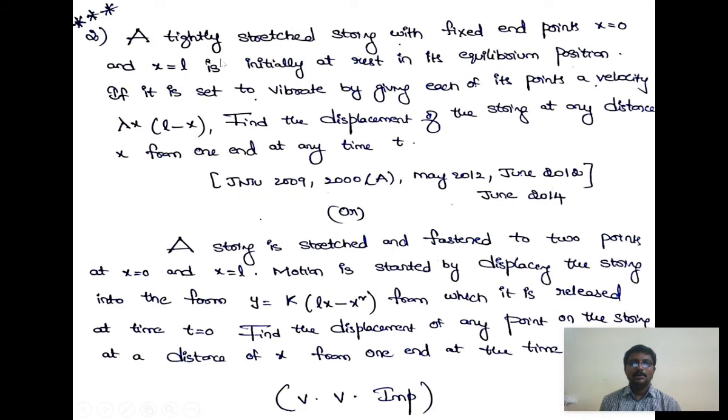Another problem: A tightly stretched string with fixed endpoints x = 0 and x = L is initially at rest in the equilibrium position. If it is set to vibrate by giving each of its points a velocity λx(L − x), find the displacement of the string at any distance x from one end of the string at any time t. So here we have to calculate the displacement of the string at any distance x at any time t.